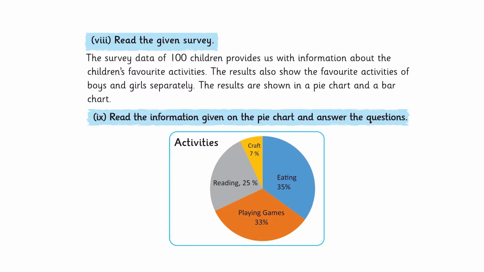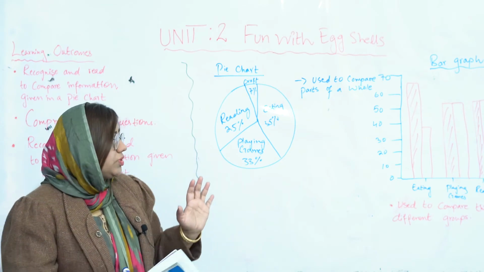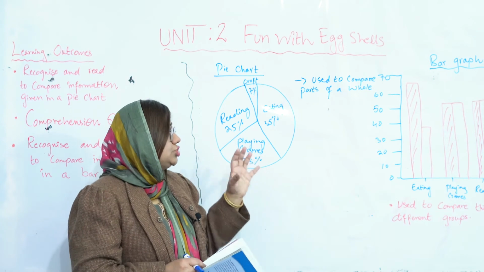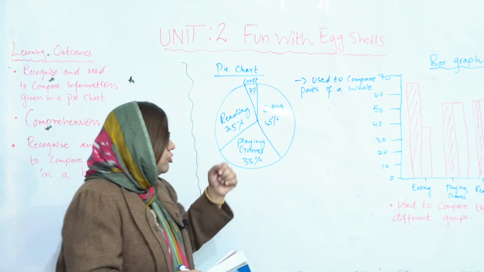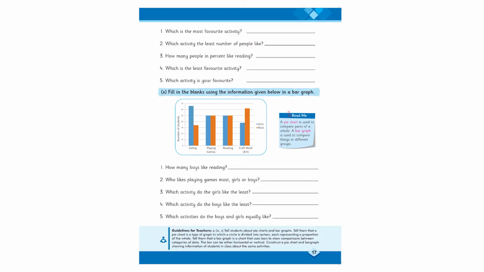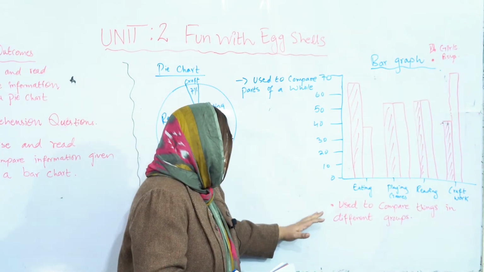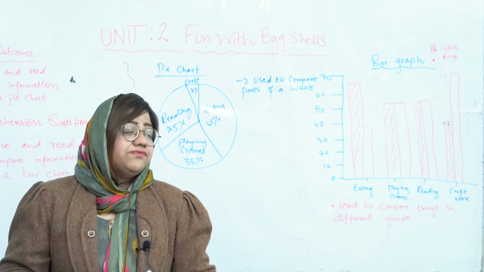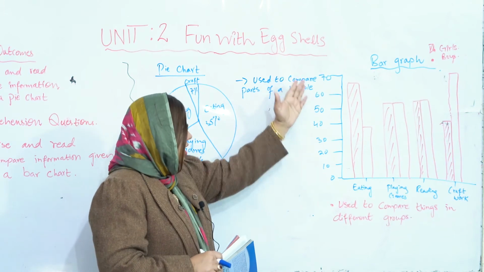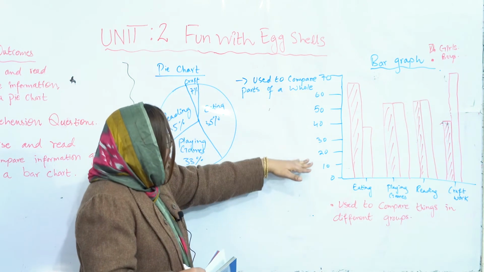So this is all about a pie chart. Now you have an idea about what a pie chart is. A pie chart is used to compare parts of a whole. Now move to the bar graph. Before getting information from the bar graph, first you need to know what a bar graph is. A bar graph is used to compare things in different groups. For example, you may see here a bar graph in which there are a number of students.